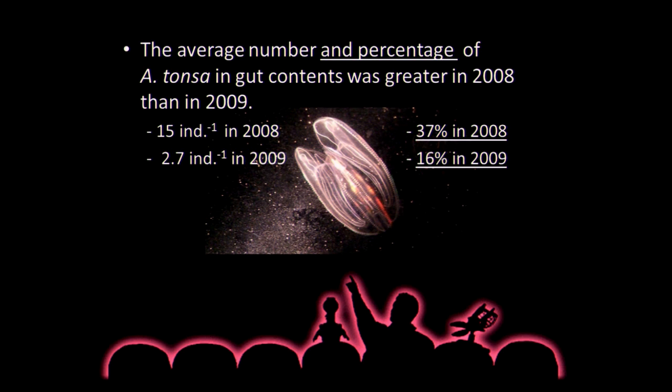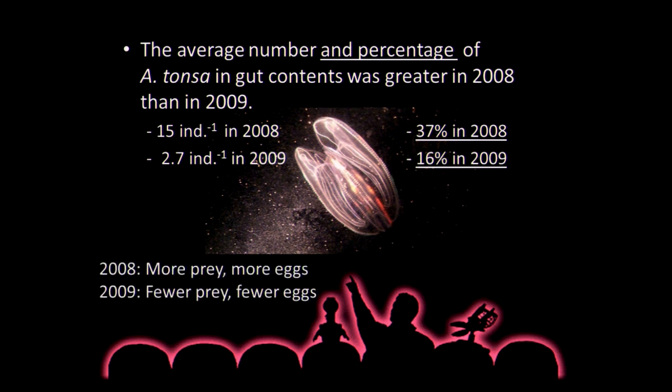It made sense that there was more in the gut in 2008 than in 2009, but why is my percentage different? And this is where I would be at breakfast in the morning, talking to my fiance. I'm like, I don't get it. I just can't figure it out. It's totally occupying my brain. Because remember, 2008, more prey, more eggs. 2009, fewer prey, fewer eggs.